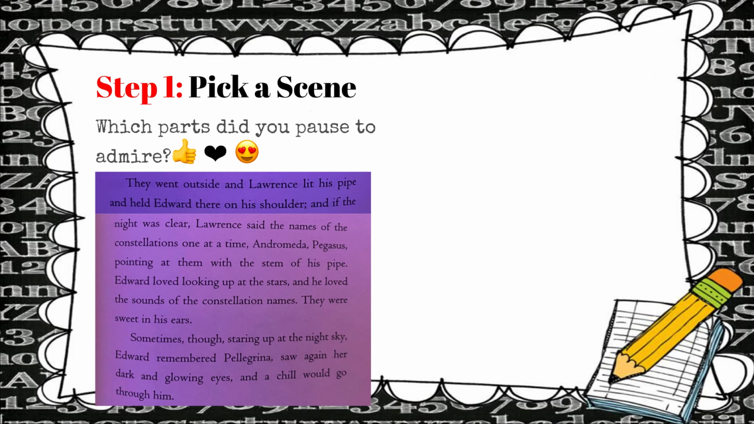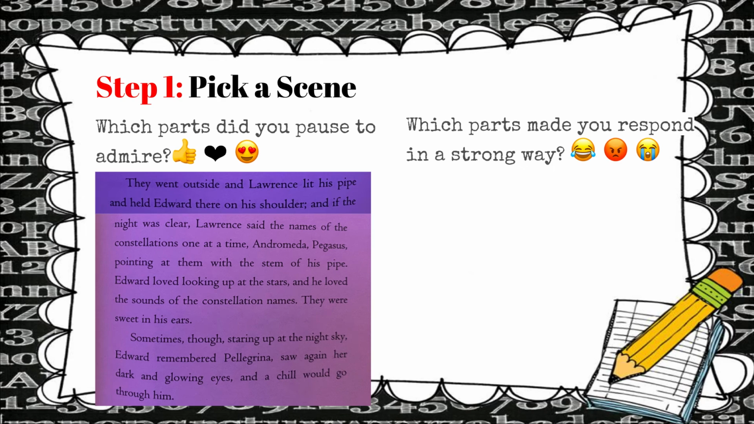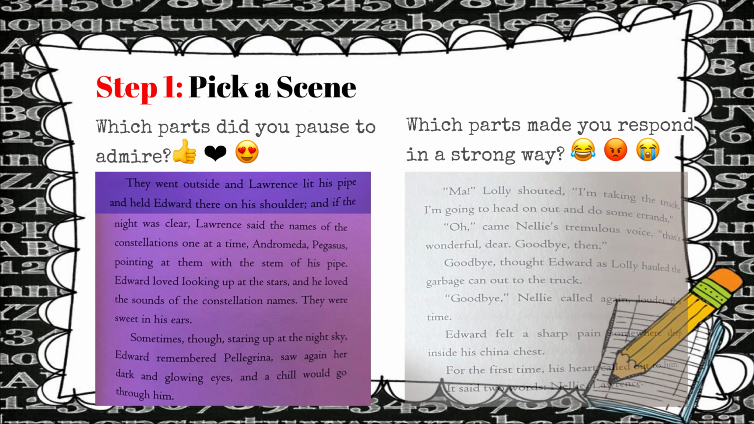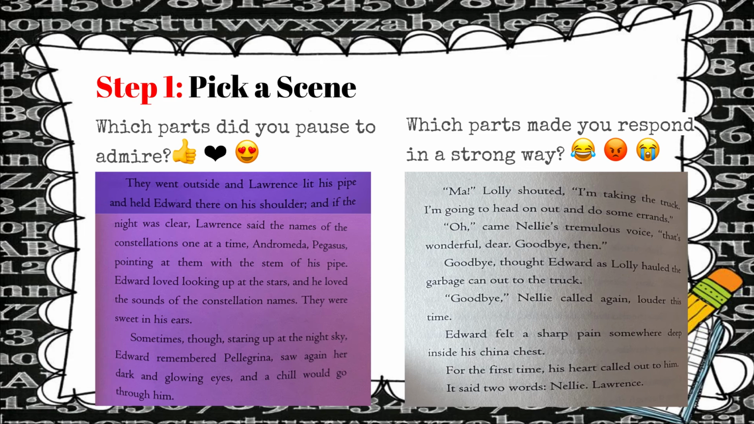I just think it's such a beautiful scene, and I can so vividly picture Edward on top of Lawrence's shoulders, staring up at the clear night sky with the sparkling stars. So I feel really inspired by this scene. Something else that we might consider is looking at different parts in the text that made you respond in a strong way. So maybe there's a part that made you laugh out loud, a part that made you angry, a part that broke your heart and made you want to cry.